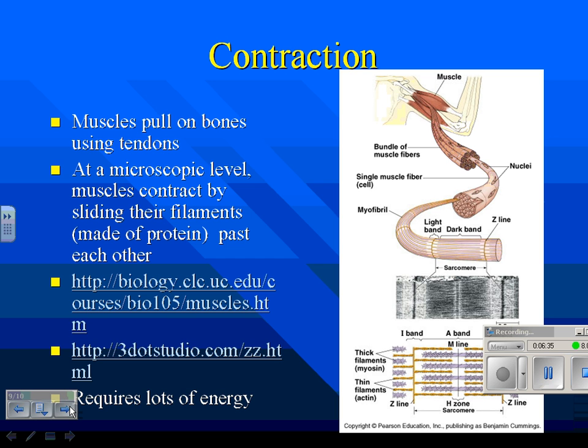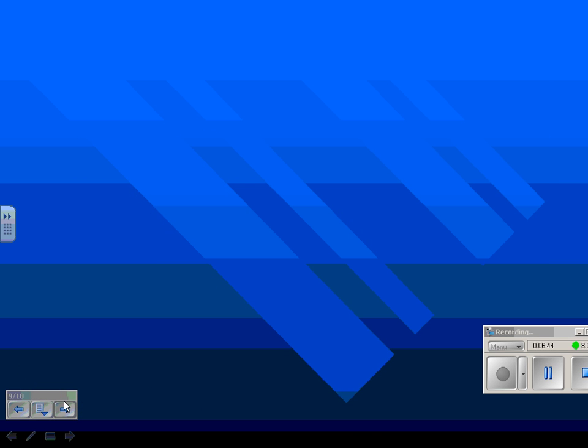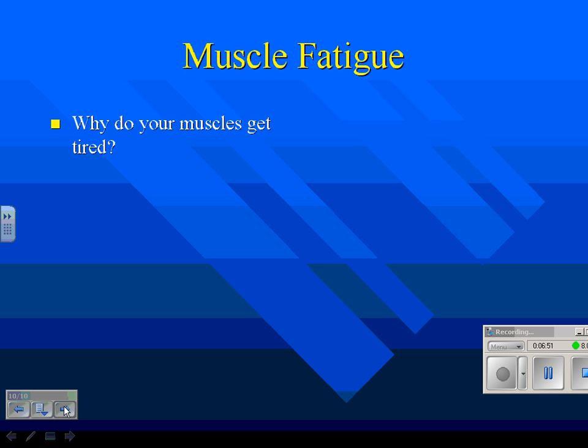The thing about muscle contraction is it requires a lot of energy. We'll talk more about energy and energy usage later on this year. So why do your muscles get tired? Well, they get tired because they run out of energy. We call that fermentation. In your muscles, that's called fermentation.